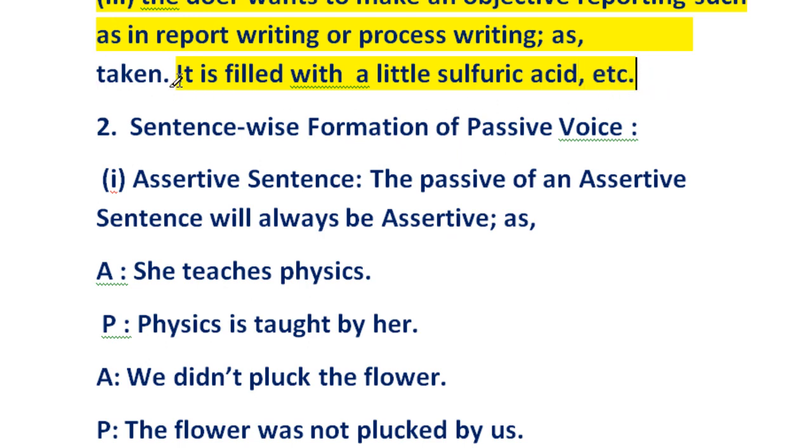Today in the first part of voice, only this much. Now in the next part, that is voice part two, I will resume my class from here and I will teach sentence-wise formation of passive voice. And then we shall study voice tense-wise. We shall do a tense-wise study of voice.